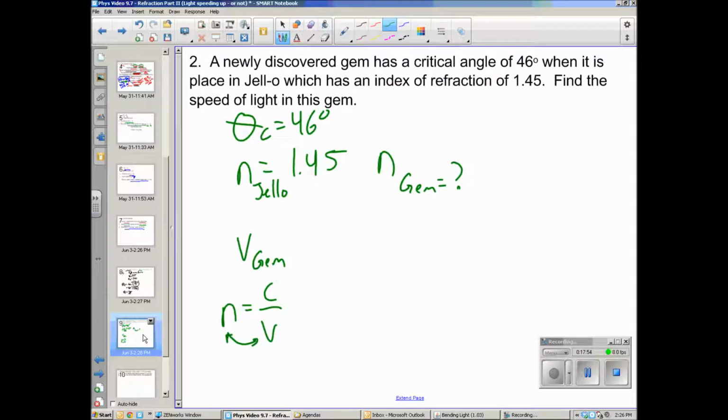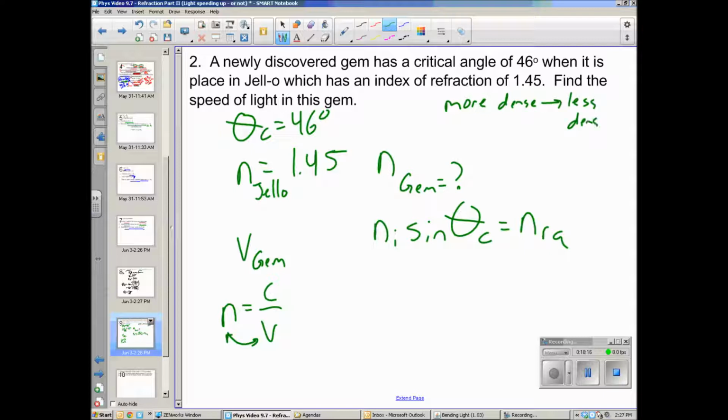So here we go. Ni times the sine of my critical angle equals NR. But the question is, is n jello my Ni or my NR? Well, remember, because we're talking about critical angle, I have to be going from more dense to less dense. So the question is, what is more dense, the diamond or the jello? I'm sorry, the gem or the jello? The gem is going to be more dense because it's stone. Jello is less dense. So that is going to be my NR.